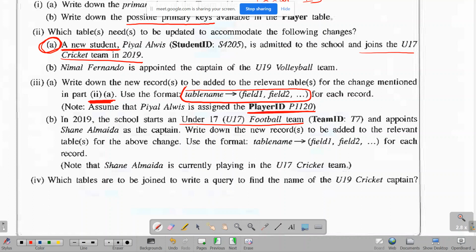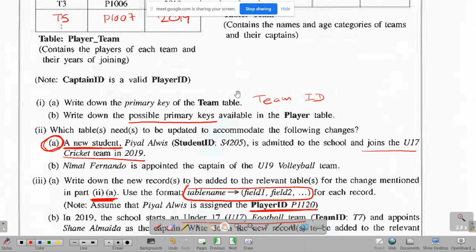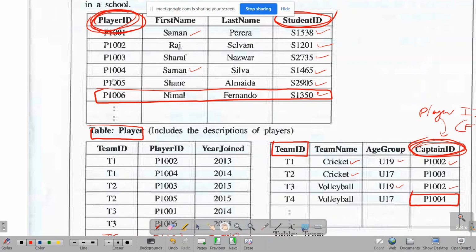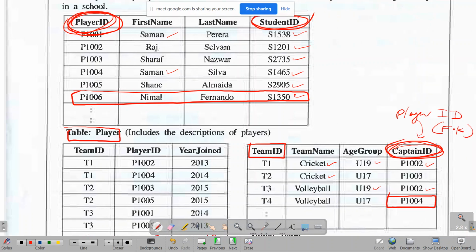And appoints Shane Almeida as the captain. So Shane Almeida is in the database already, right? So this is Shane Almeida. So this student has been made the captain of that.